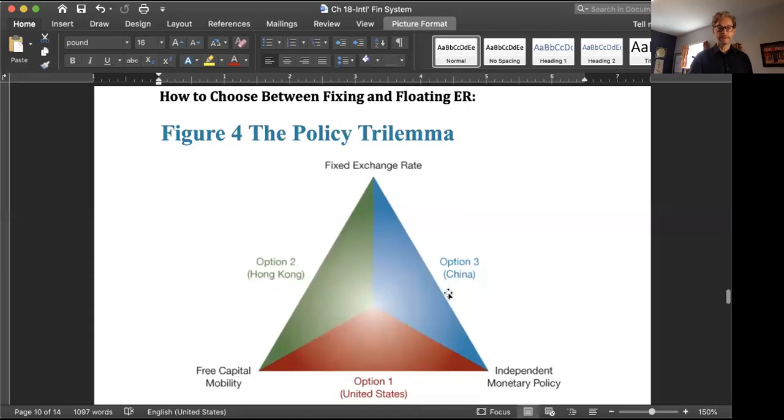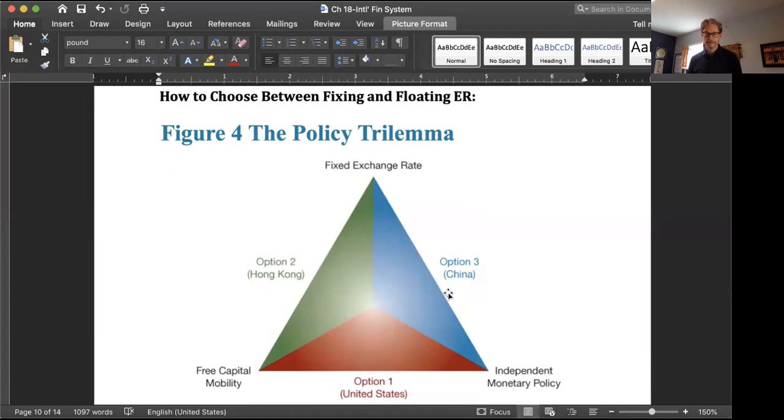Okay, here we are, section 4. So we want to talk about what the international monetary system looks like today and how central banks make a decision here between fixing their exchange rate and floating their exchange rate, and the trade-offs that they have to weigh in making this decision. The best way to visualize this is by looking at this big fancy triangle, often referred to as the policy trilemma, all right?